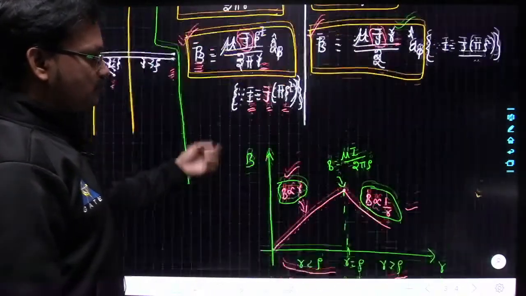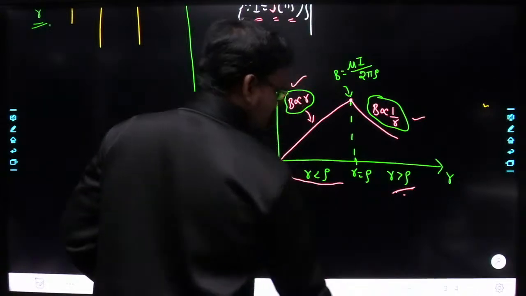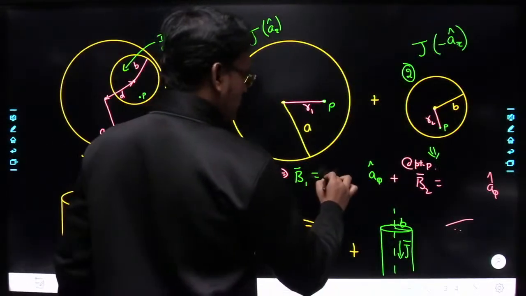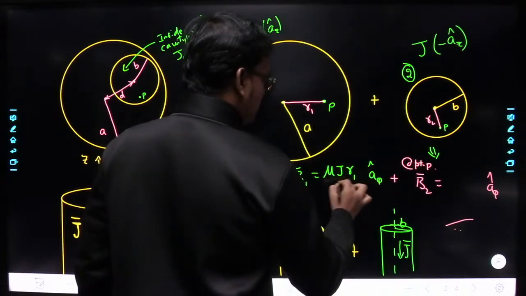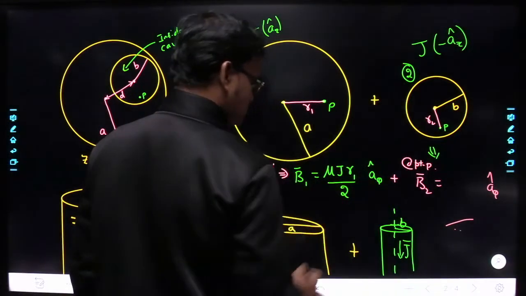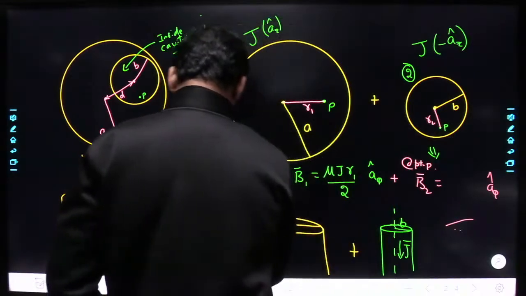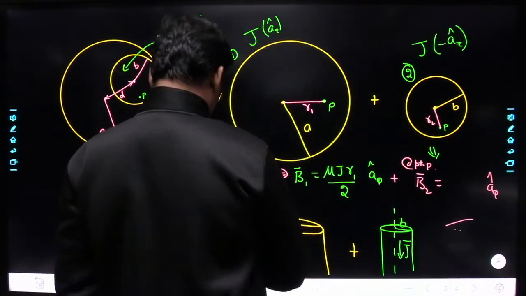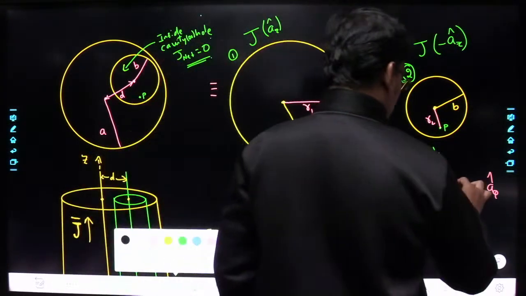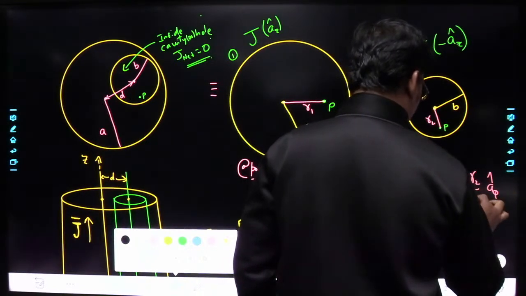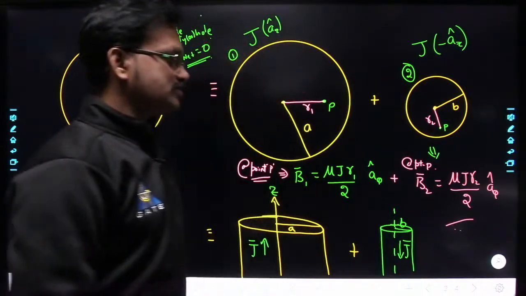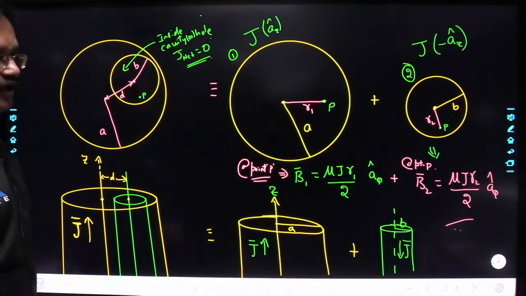Okay, so B1 is equal to mu J R1 divided by 2, right? And B2 bar is equal to mu into J R2 divided by 2 A phi cap.